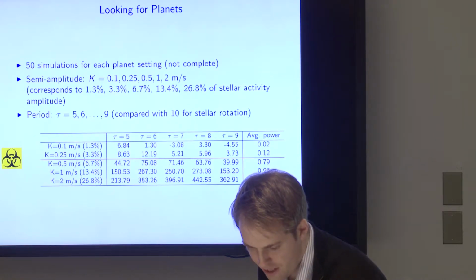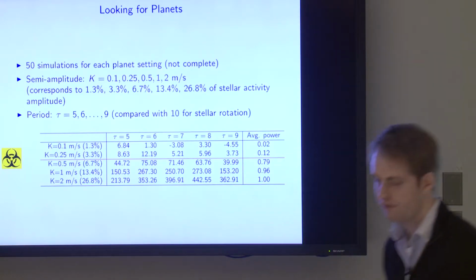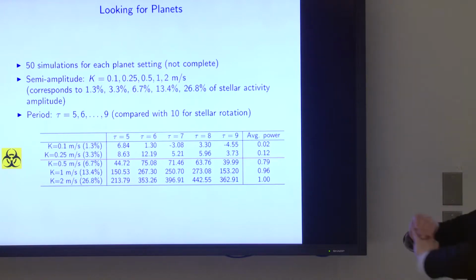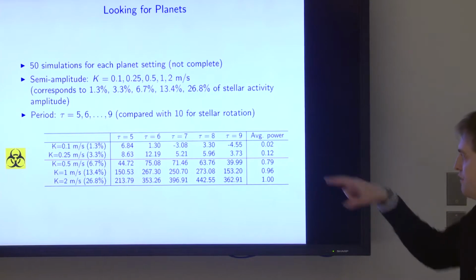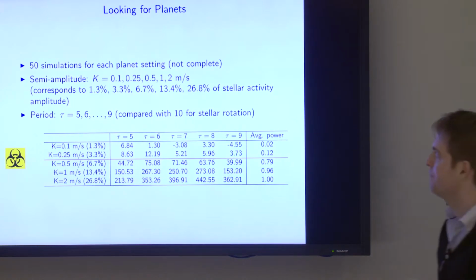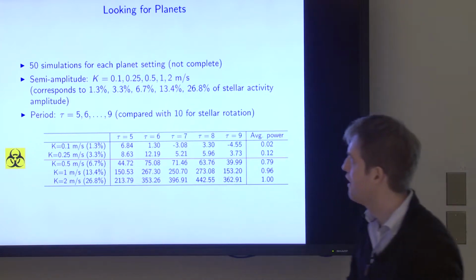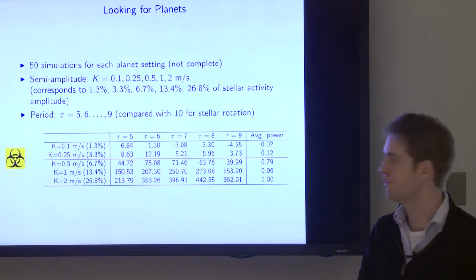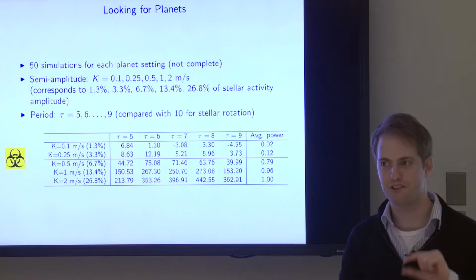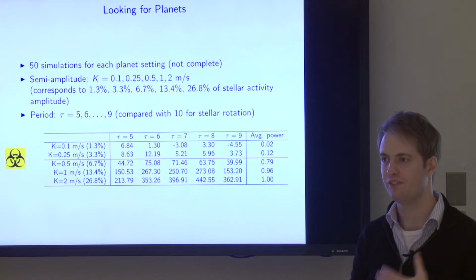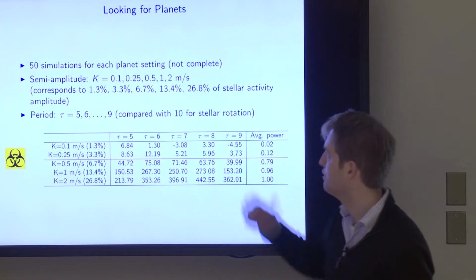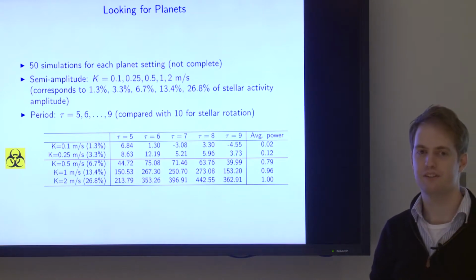And so here's a summary of the results. Next, we simulated data sets with planets in them, 50 data sets in each of these squares, which I'll explain in a second. And the planets have different amplitudes of the signal, from 0.1 meters per second, which is a very small radial velocity signal, to 2 meters per second, which is still small, but not that small.